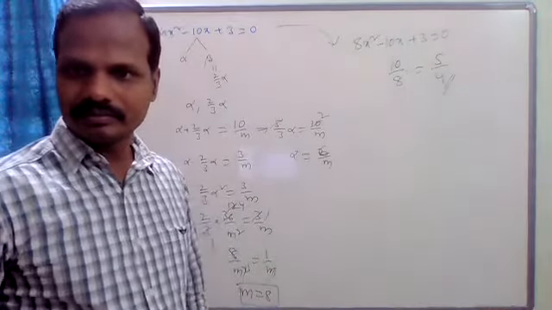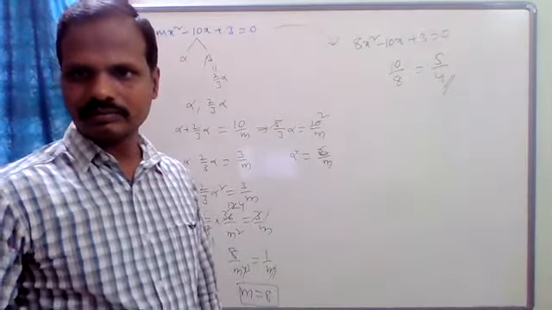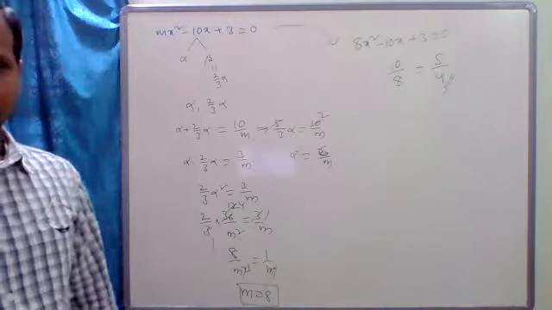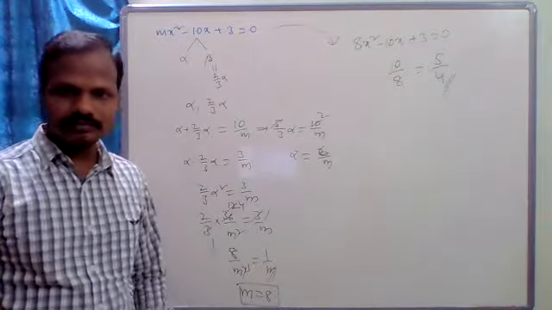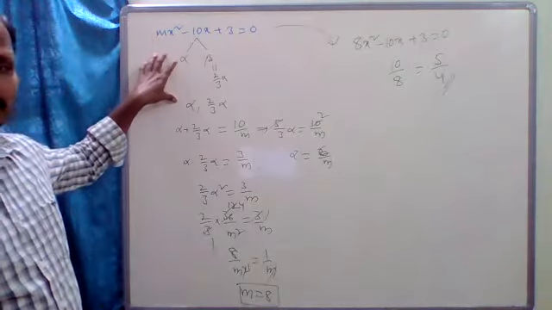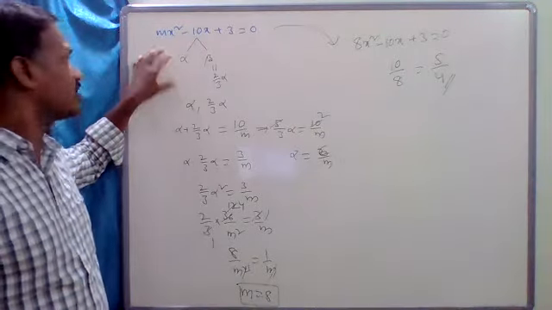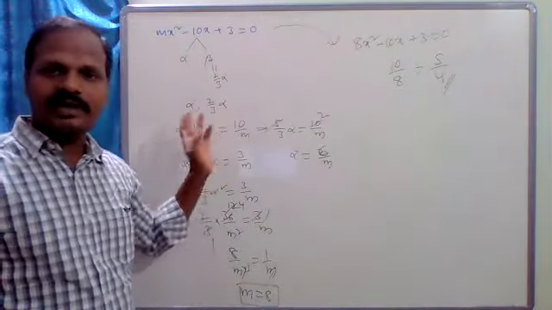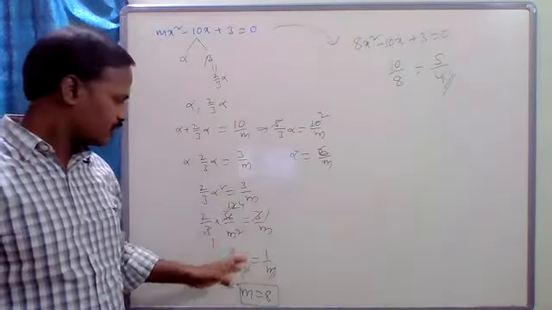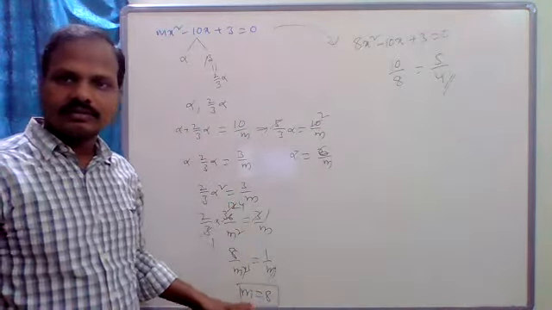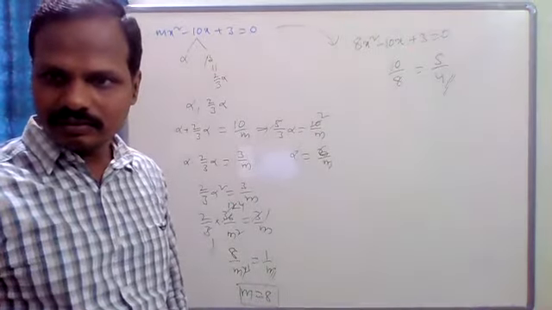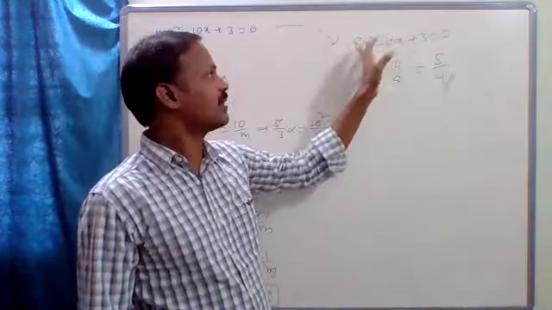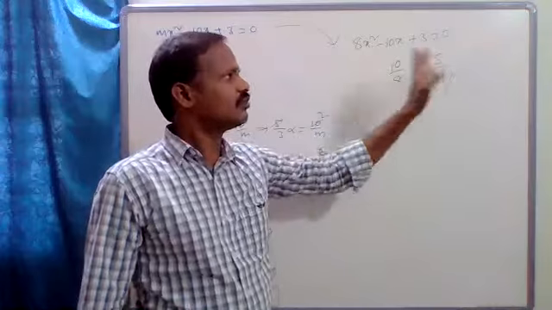Is it okay? So to find the sum of the roots, we have to calculate the m value. To find the m value, we are using the sum of the roots property and the product of the roots property. By using this m value, we will find the sum of the roots, which is minus b by a. So 10 by 8 is 5 by 4.